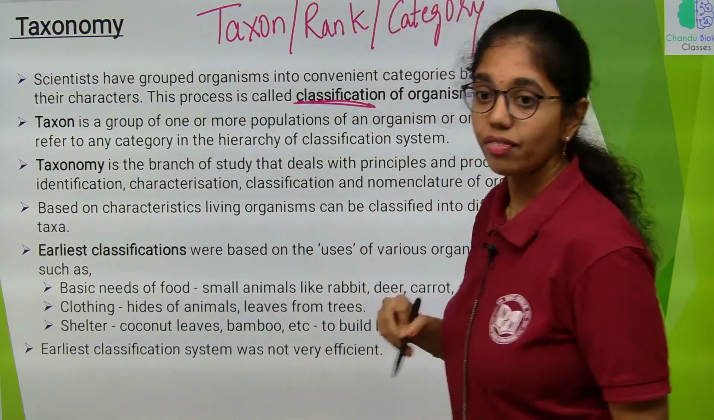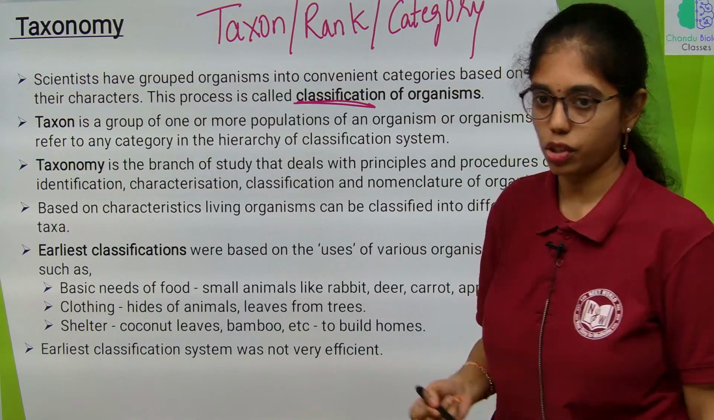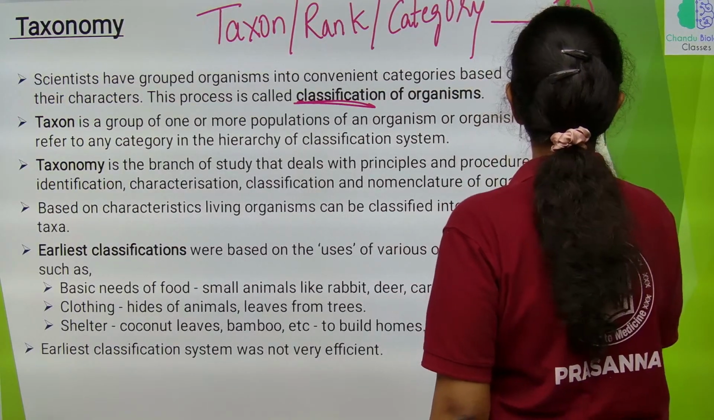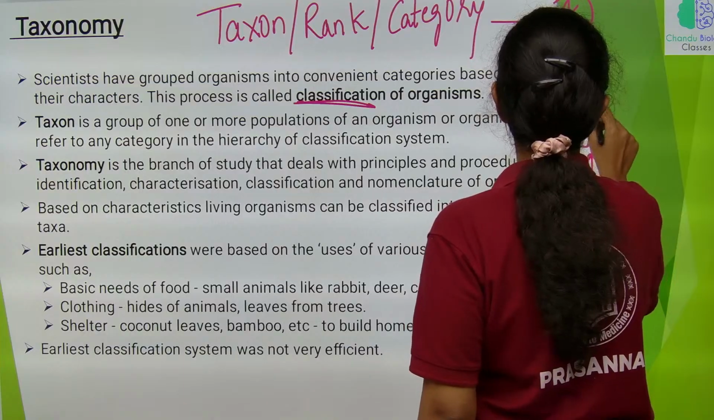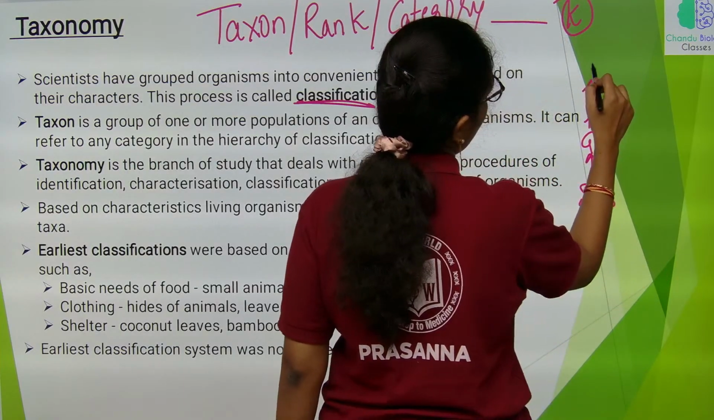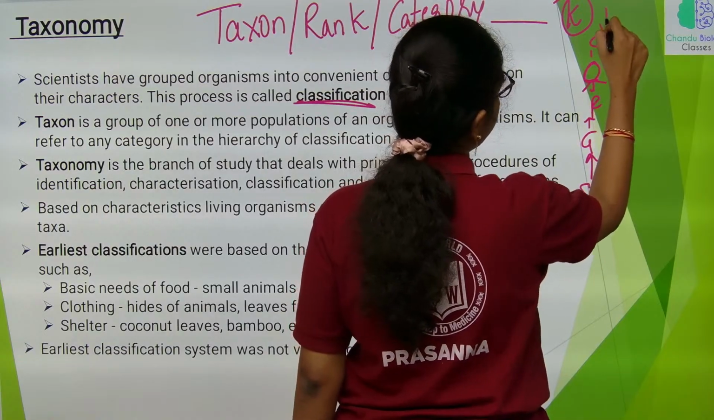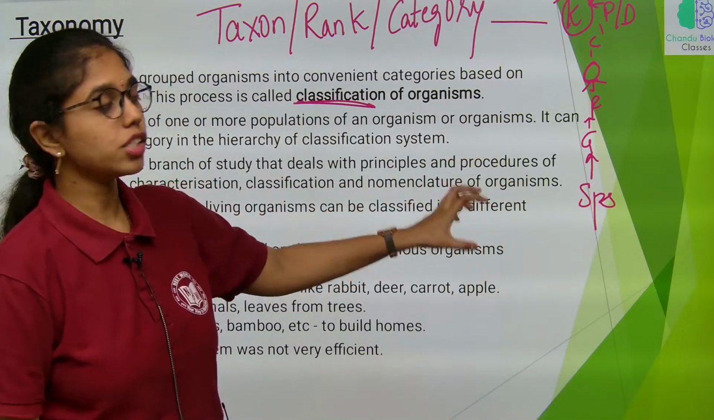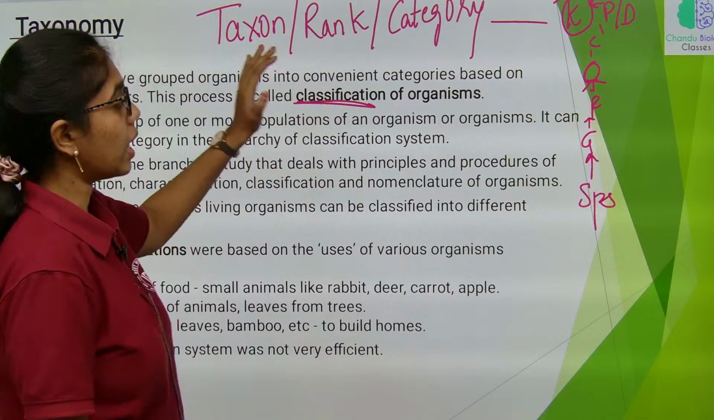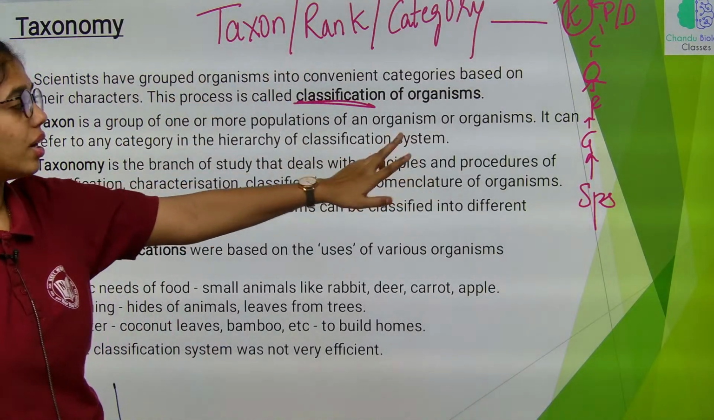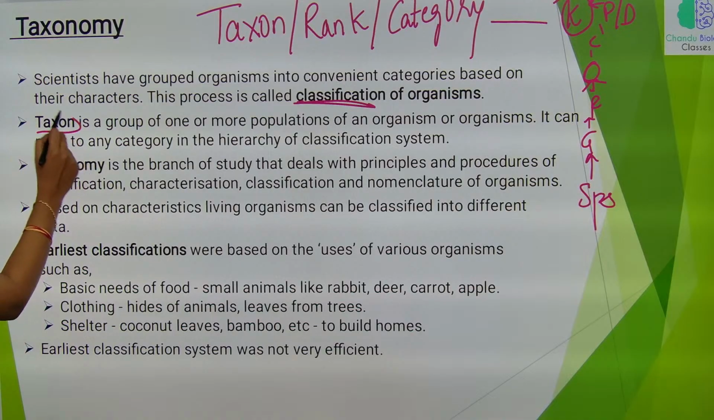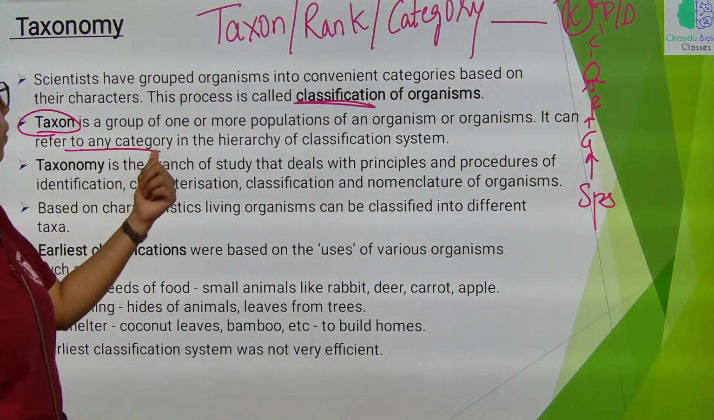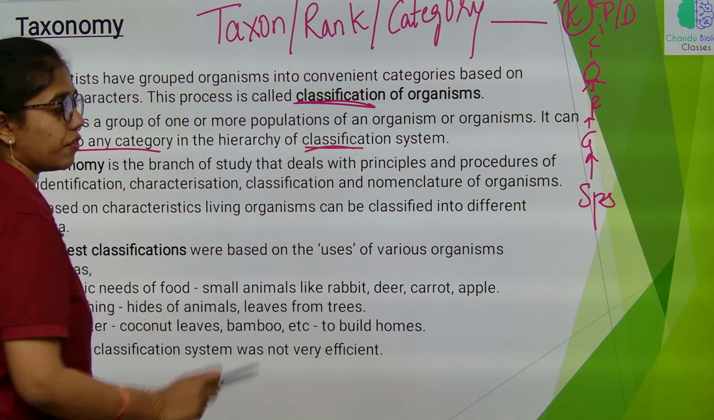As such, we have 7 obligate categories or taxa. What are they? The lowest is species, then genus, then family, then order, then class, then phylum or division, and lastly kingdom, which is the highest. These are the 7 obligate categories, taxa or ranks, the taxonomic ranks. Placing organisms based on these taxa is called taxonomy. So a taxon is a group of one or more populations of an organism. It can refer to any category in the hierarchy of the classification system.